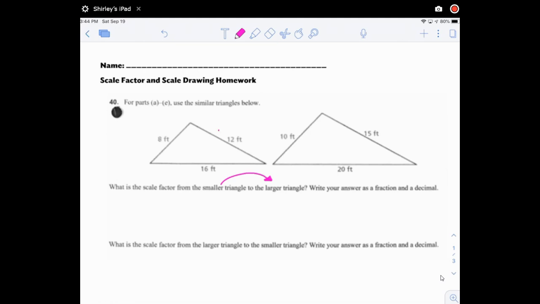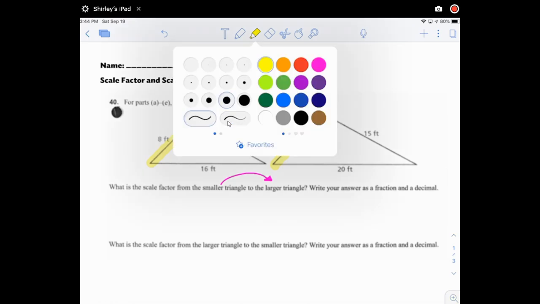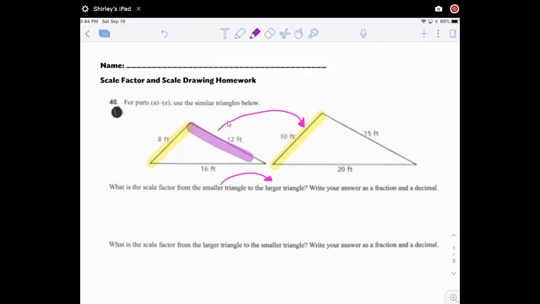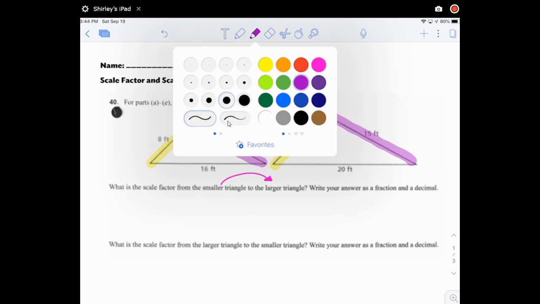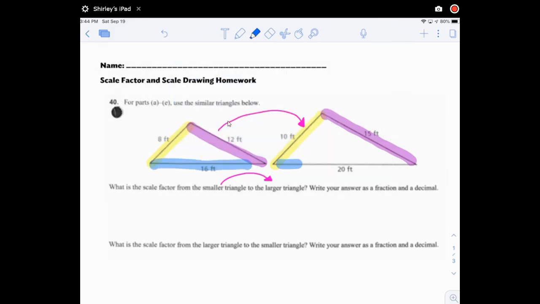So smaller to larger, because I have the knowledge that whenever I go to find my scale factor, if I draw the arrow in, I know I take the end of my arrow divided by the beginning of my arrow. So if I need to find that scale factor from the smaller shape to the larger shape, I'm going to take corresponding sides in my larger shape divided by corresponding sides in my smaller shape. Okay, so the end of my arrow divided by the start of my arrow. So if I want to pick out a pair of corresponding sides, I'm going to highlight them through. 8 corresponds to 10. 12 corresponds to 15, and 16 corresponds to 20.